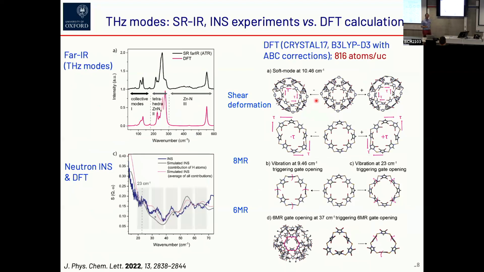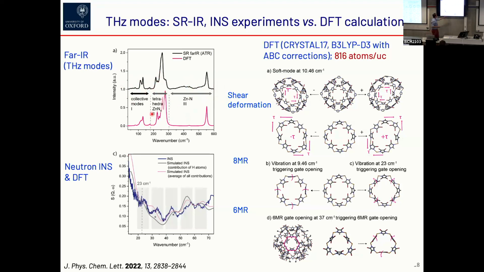So there was a follow-up study, therefore, which we published in 2022, just to look at all these soft modes that are potentially the enabling mechanisms to such behavior. So the far IR again is being used, the terahertz modes.